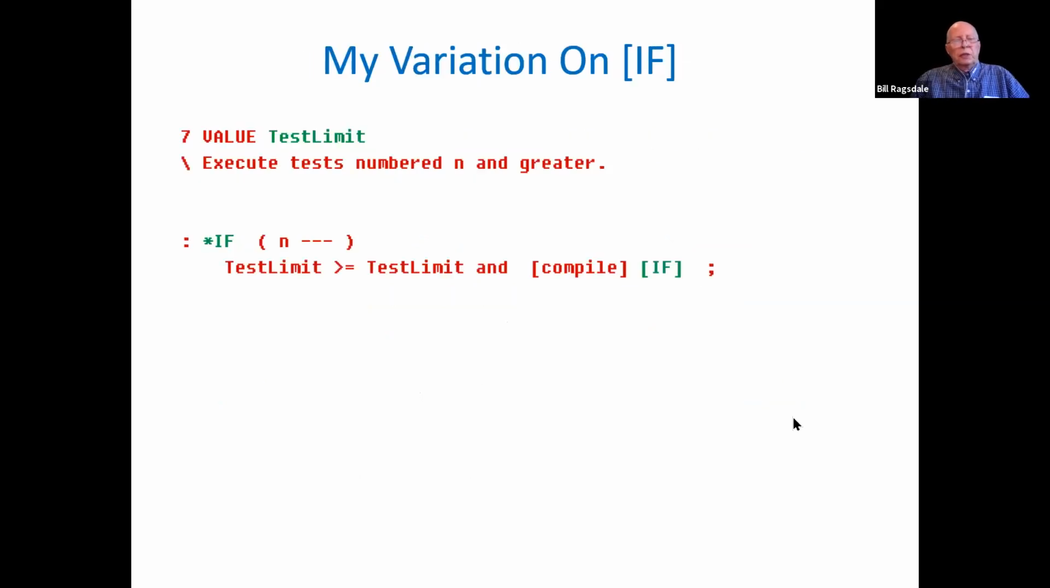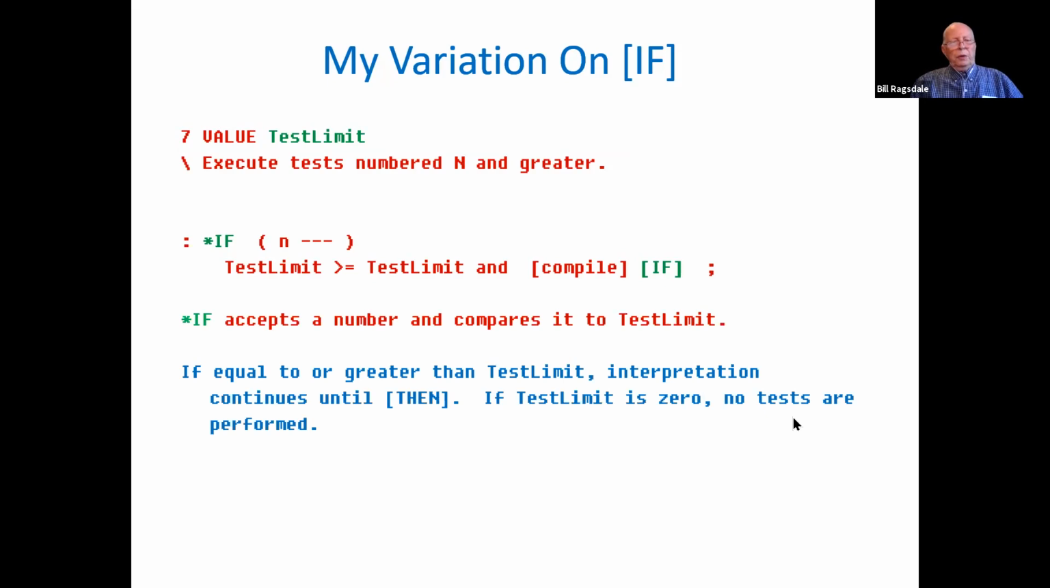So how can we actively select test sequences? Here is the screen I would suggest you screen copy or you write down. There's only two lines that are important. First is that we declare a value called test limit. In this case, it's set to 7. But the test limit is going to determine the range of testing that you execute. And then the word that I call star if. Star if takes a number, a test number, off the stack, and it compares it to test limit. And if the result is true, then it will execute paren if. So this is a selective way to execute the if based on an input number. And the input number is our test number.